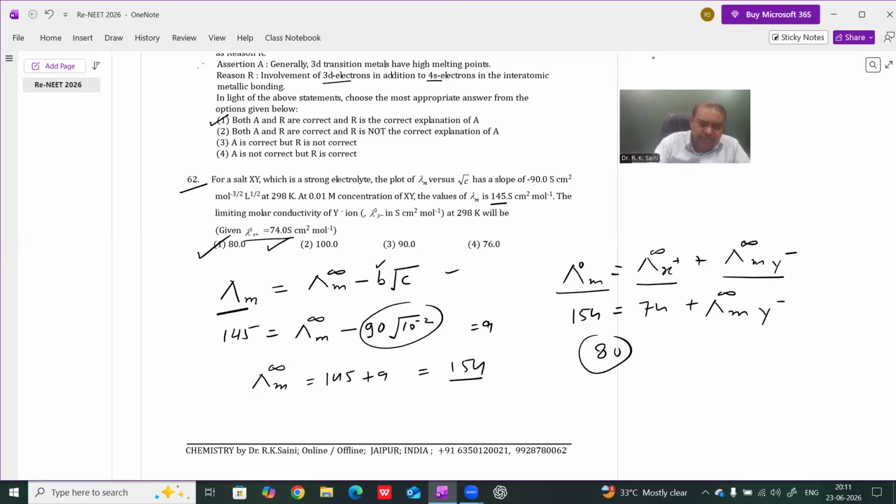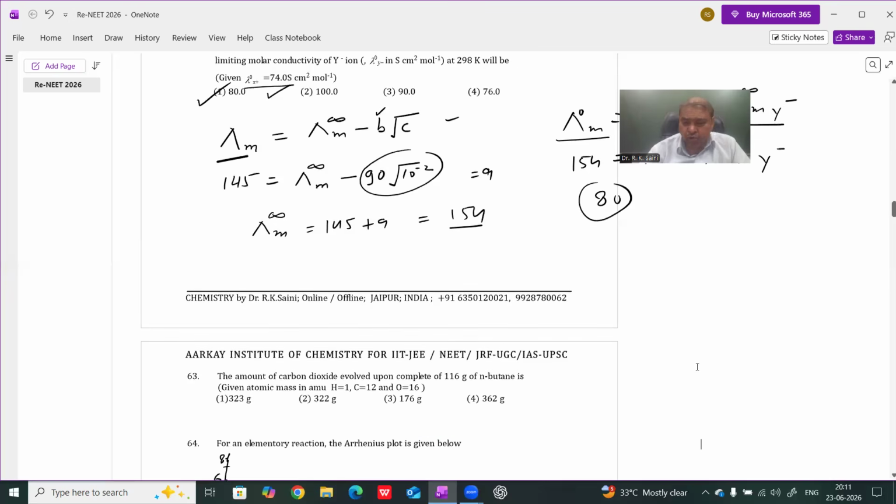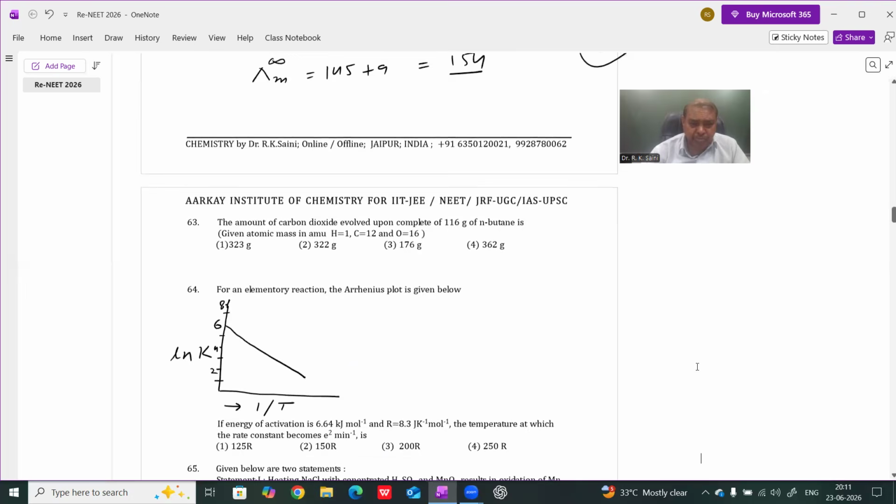Option first. Very simple question. And this Debye-Huckel-Onsager equation is related to the molar conductance, limiting molar conductance, and concentration, and the effect of dilution. Kohlrausch's law, effect of dilution on conductance. Taken from Kohlrausch's law, or this equation is known as the Debye-Huckel-Onsager equation.